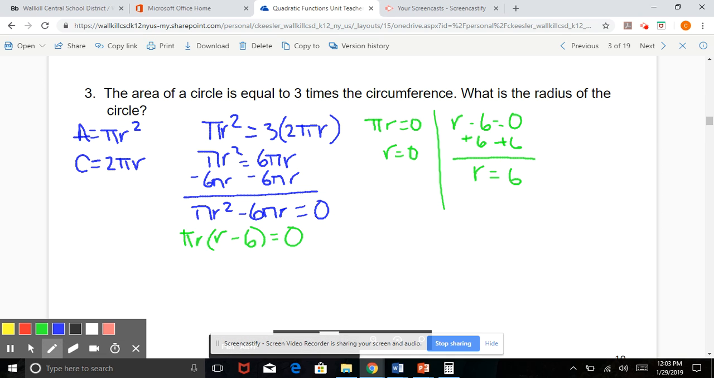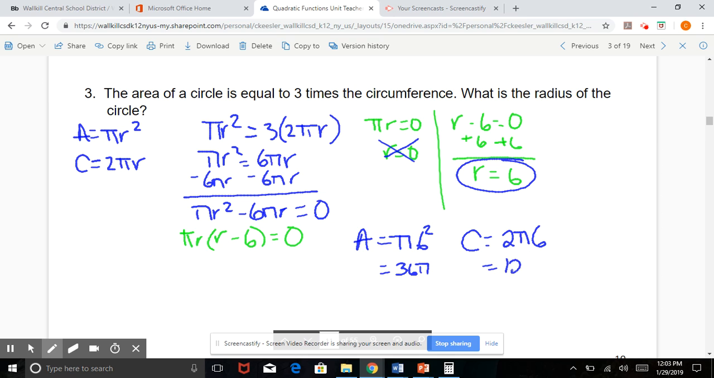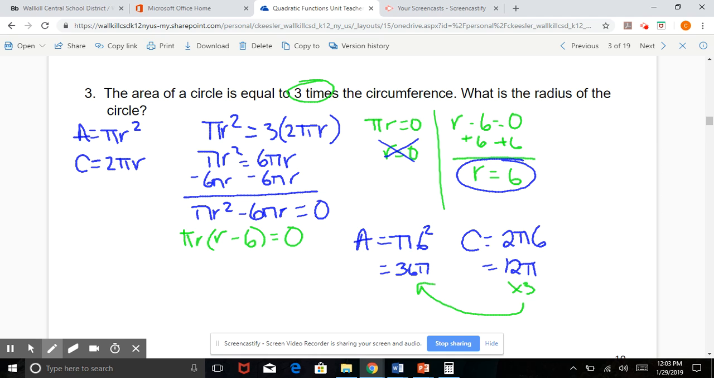Now, if we're talking about dimensions again, and we're saying that this is a circle that actually exists, obviously 0 wouldn't be the correct answer, and r equals 6. So now we can prove that it works. If 6 is plugged in, the area would be pi times 6 squared, which is 36 pi. The circumference would be 2 pi times 6, or 12 pi. And if you multiply 12 by 3, where it says 3 times, you get 36 pi. So we are correct.